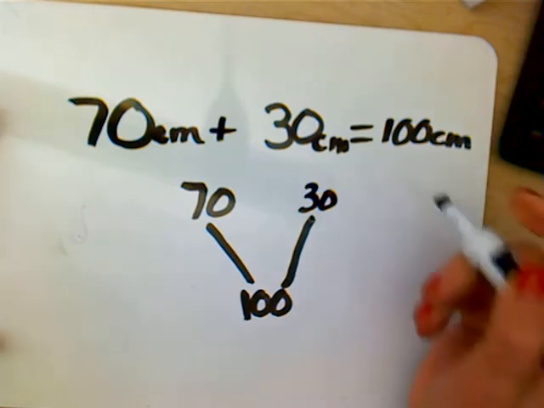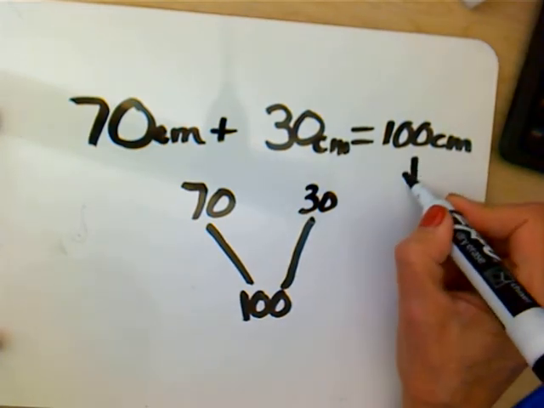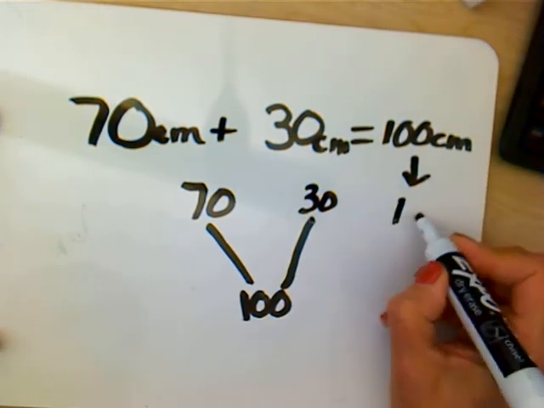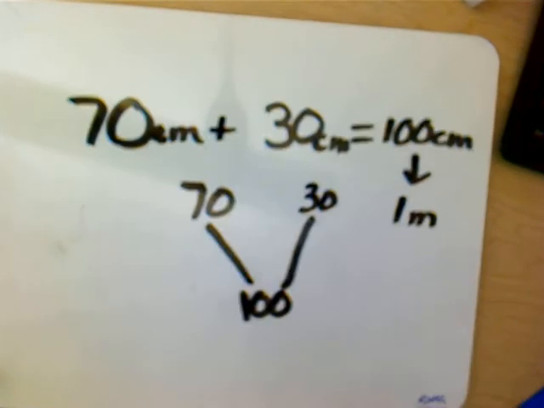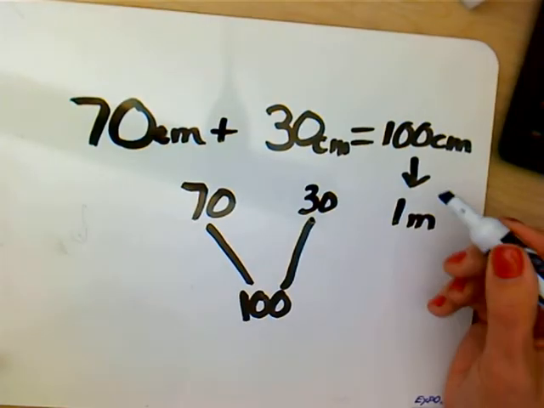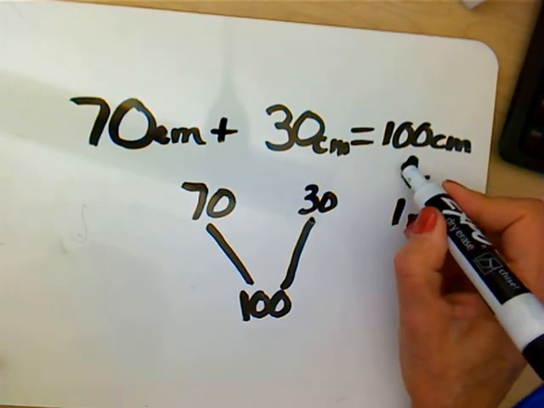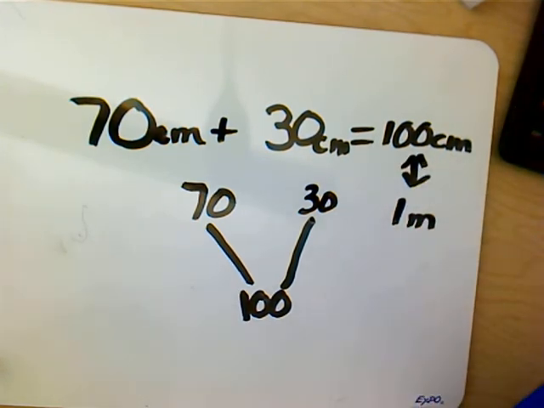All right? And I do need you to remember that 100 centimeters is the same as 1 meter. That's going to be an important part of your sprint today, is knowing that 100 centimeters and 1 meter are the same thing. All right, let's try another one.